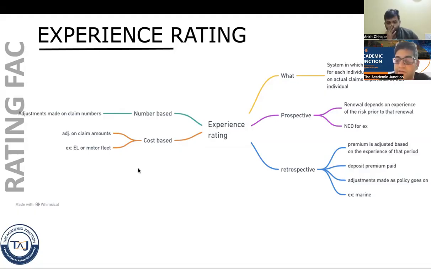A retrospective rating system is where the premium is adjusted based on the experience of that period. So this generally happens in marine insurance, right? Where a deposit premium is paid and adjustments are made as the policy goes on, right? This is a retrospective rating system. Both rating systems exist across the world, right? This is not tested as much, but this is more of an FYI, right?